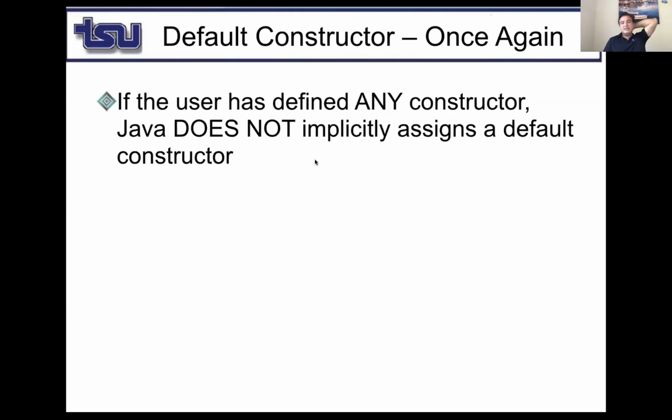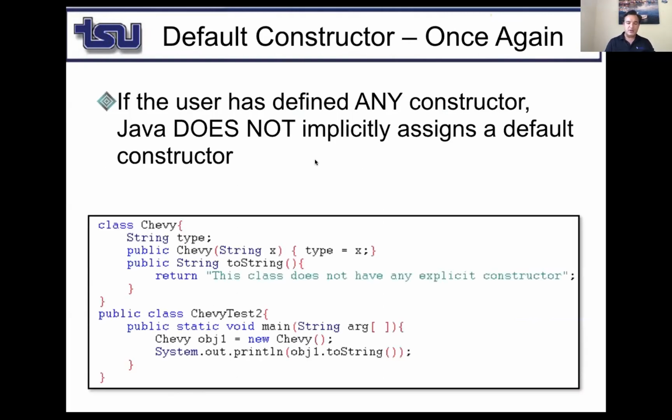But if the user has defined any constructor, Java does not assign a default constructor. For example, this one. Let's look at it. This one has an explicit constructor here. Is that a default constructor? No, because it has an input parameter. Is Java gonna create a default constructor for us? No. Why? Because I have at least one constructor.